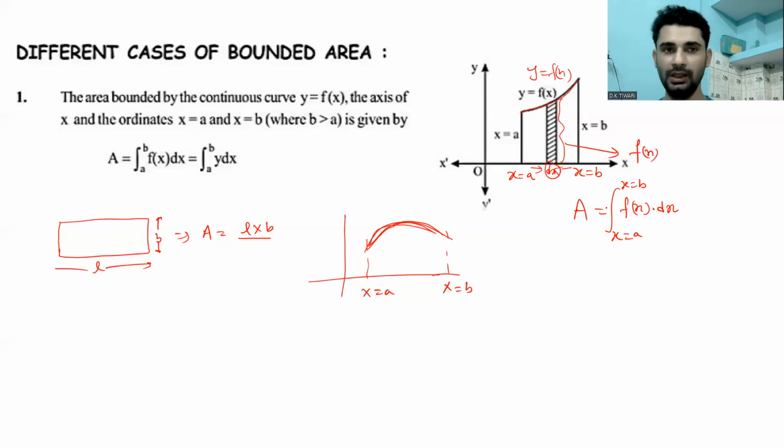This is the first case, when the complete graph is above the x-axis. We also know one very important concept: area is never a negative value. So whenever a calculation comes out to be a negative value of area, we take the mod of this value. Suppose you get -3, that means the area is 3 units. Okay, let's discuss the next concept.